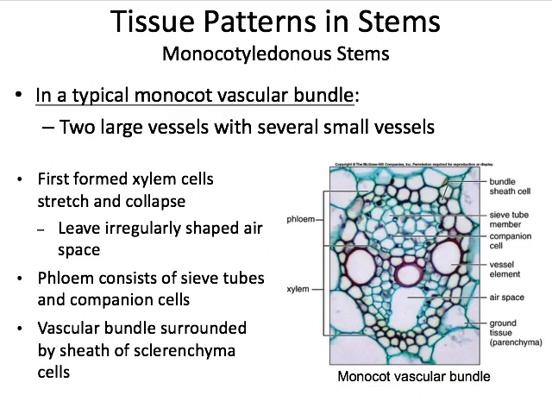Now, in a typical monocot vascular bundle, we'll see 2 large vessels and several small vessels, as well as a bundle of phloem. There's also typically air space, and this is where xylem might have used to have been, but the xylem cells stretched and collapsed during development. Finally, there's often a vascular bundle that gets surrounded by a sheath of sclerenchyma cells, giving protection. We often refer to this as the bundle sheath.